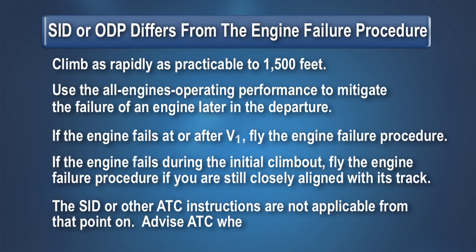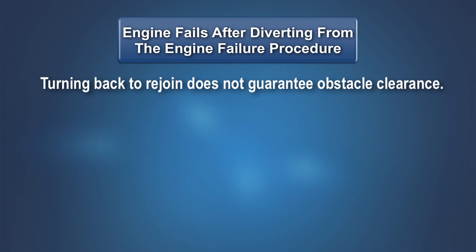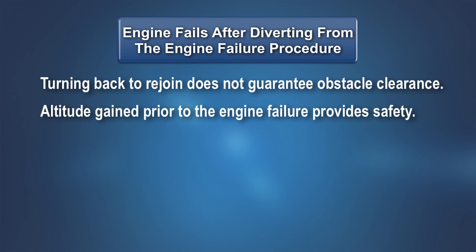If the engine fails at this point, the SID or other instructions assigned by ATC are no longer applicable. When time permits and the airplane is under control, advise ATC of your intentions. Controllers are trained that the pilot of a transport category airplane will utilize a contingency procedure in the event of an engine failure. If the engine fails after the airplane has turned away from the engine failure procedure's track, the option of turning back to rejoin the procedure does not necessarily guarantee obstacle clearance. This is where the altitude gained in the initial all engines operating climb is of greatest benefit and provides additional safety.